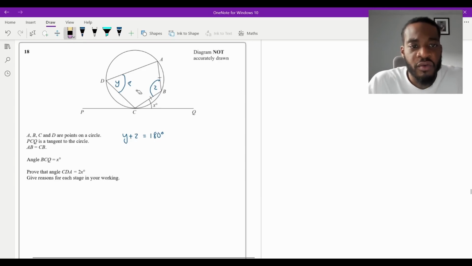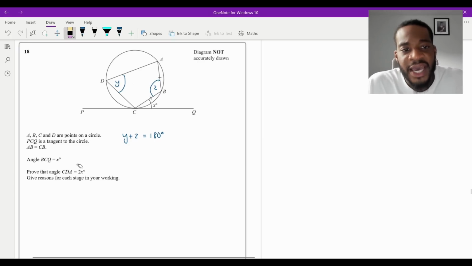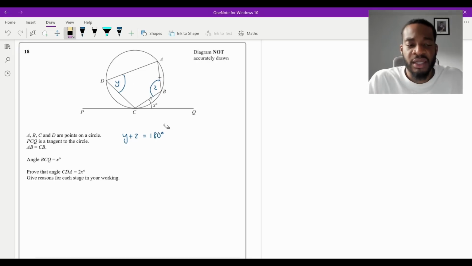I'm just going to rub out this line, by the way, for now. Now, what else do I see here? Well, there's a tangent. Another circle thing that comes to mind is the tangent and the radius meet at 90 degrees, but there's no center here, so maybe that's not needed.